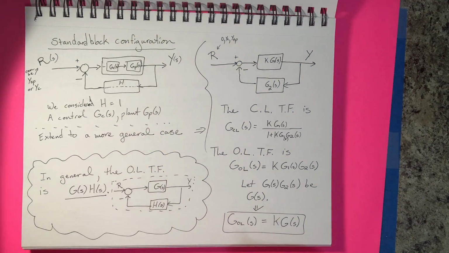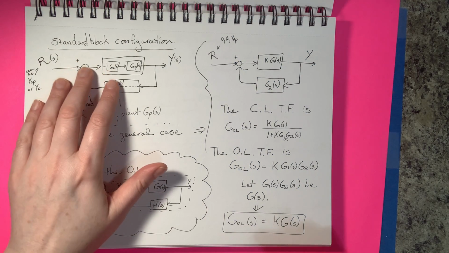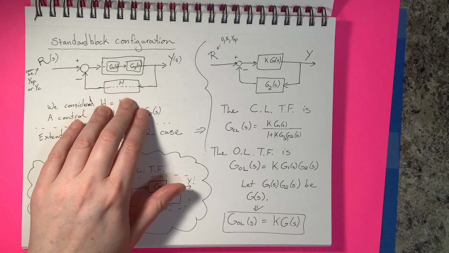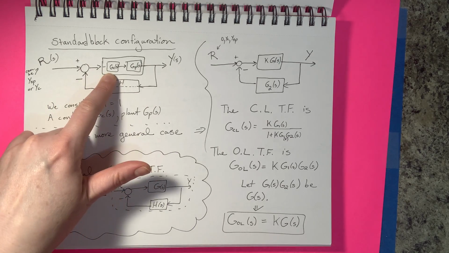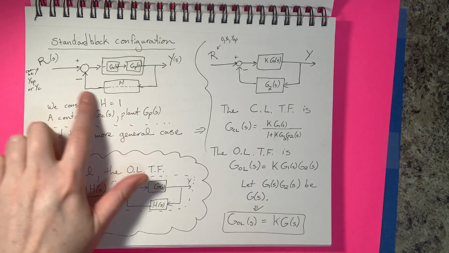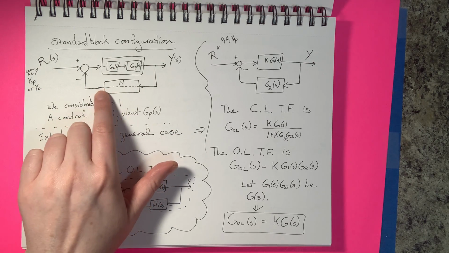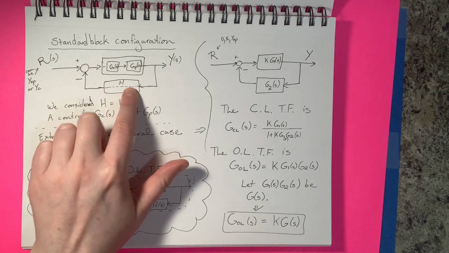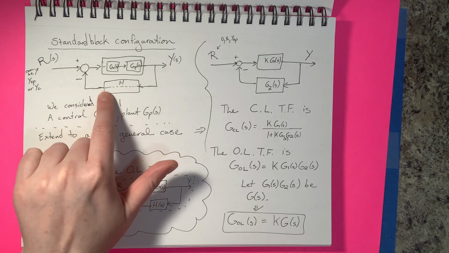Previously, we had been talking about the standard block configuration, and we've referenced it in a number of our controls design problems for GC design. It looks something like this. Of course, in our examples, we've always had H, the sensor block, be unity. It's just a line, so I've drawn a dotted line in here.